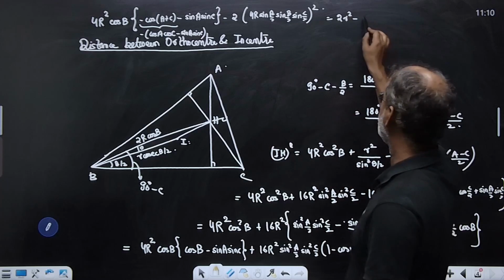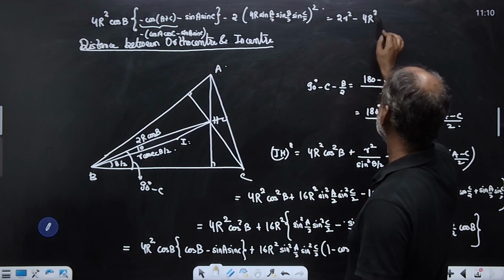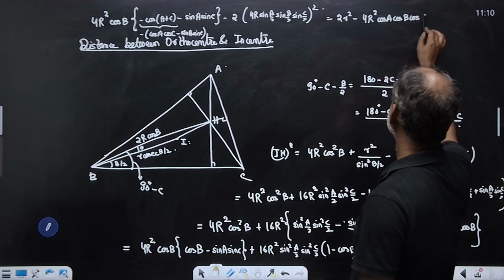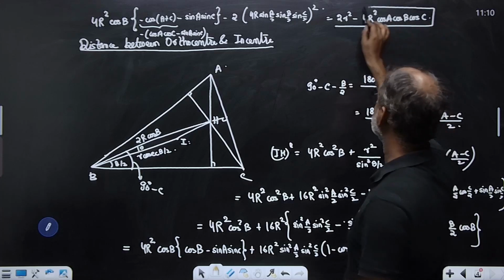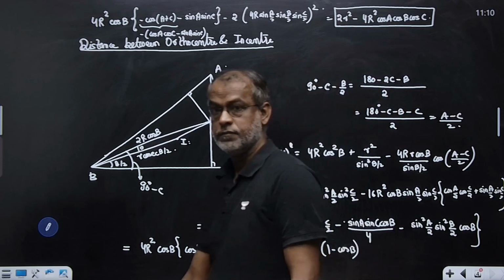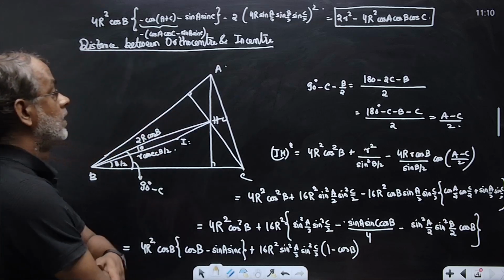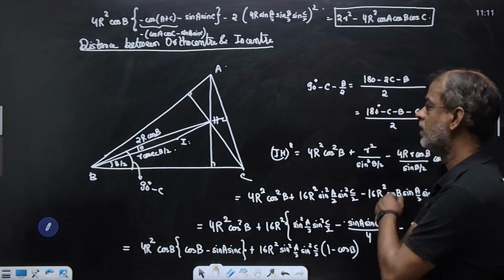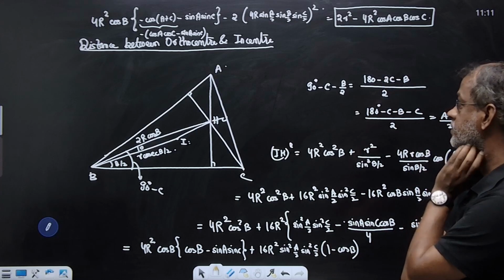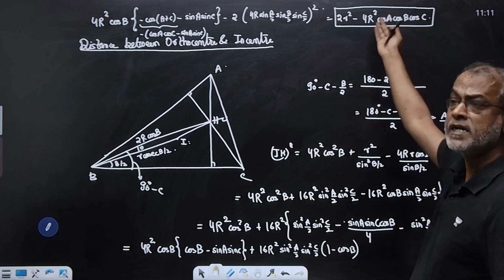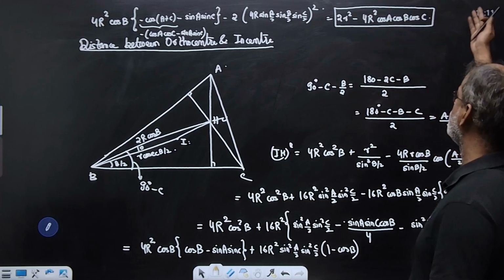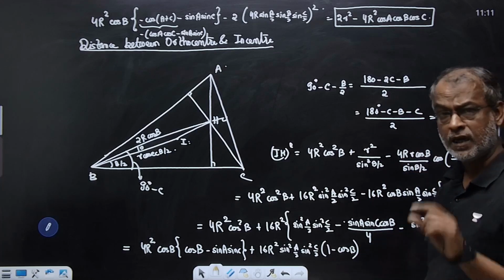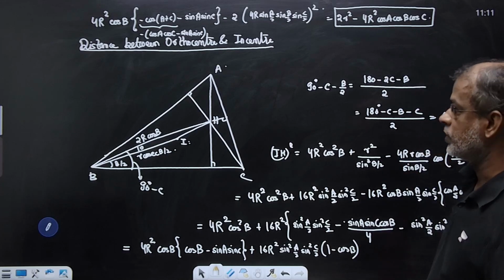minus 4R square cos A cos B cos C. So this is the expression. This is the distance between incenter and orthocenter. This would have been a tedious exercise. Suppose we know it and we say this is equal to small r square. That I think would have taken us a bit longer to resolve the previous question.